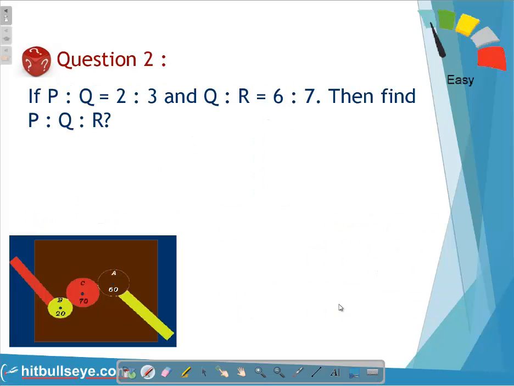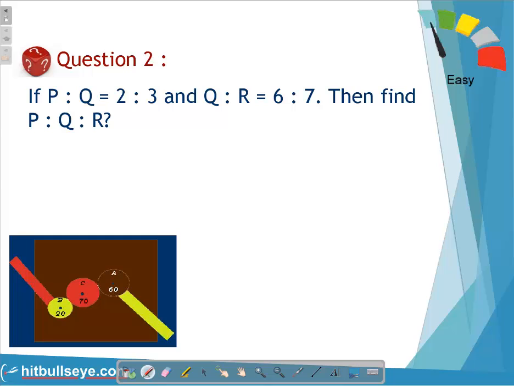Now, you may have questions on the next concepts which we studied in the definitions. This is using two ratios to make a continued proportion. We are given two ratios: P is to Q as 2 is to 3, and Q is to R as 6 is to 7. And it is asked what will be P is to Q is to R.